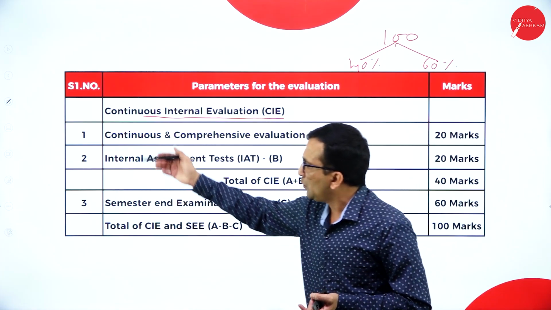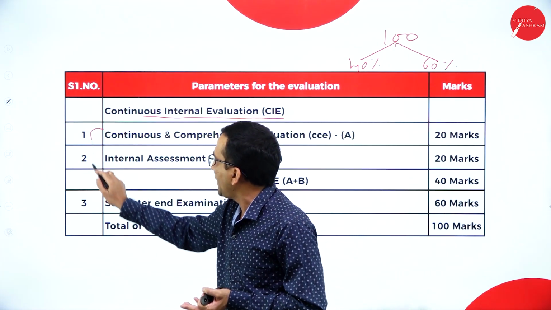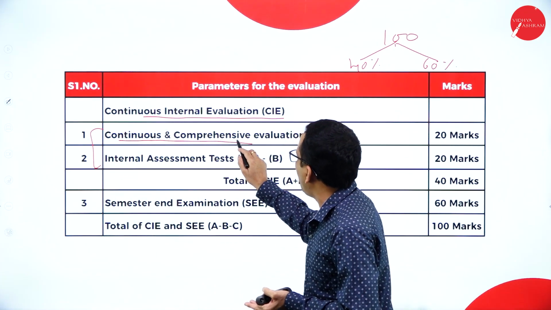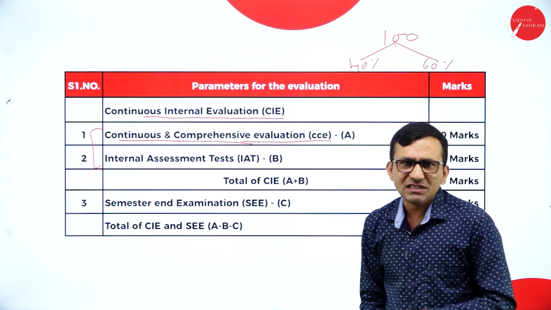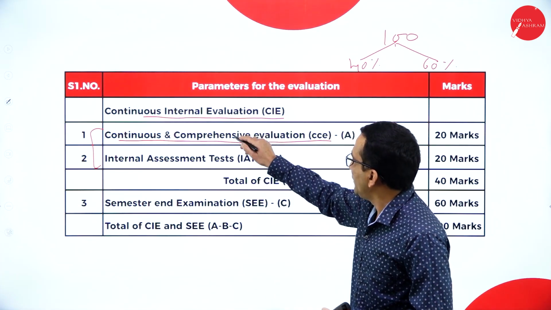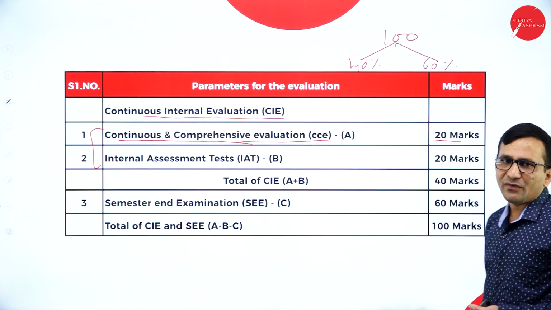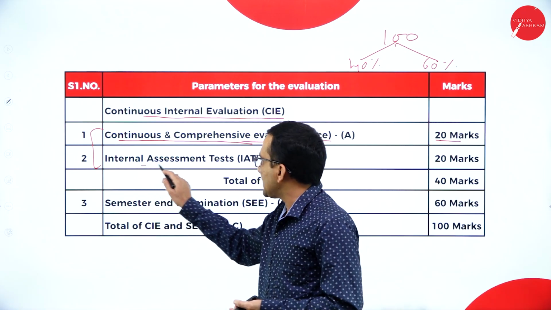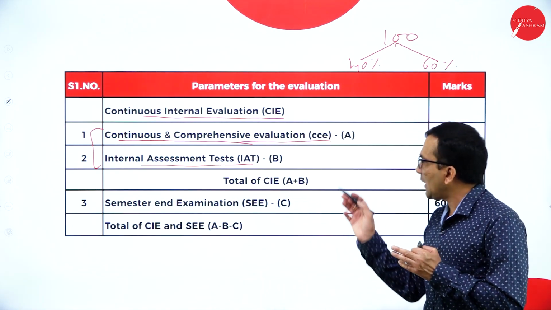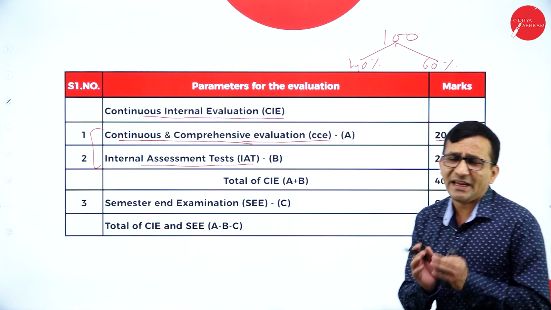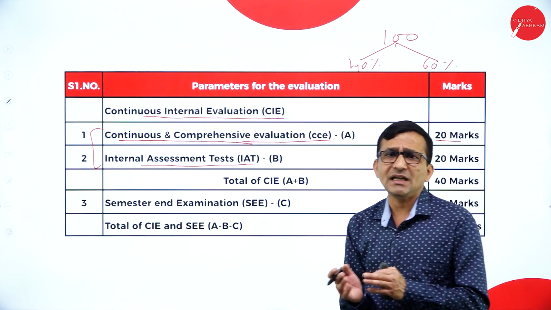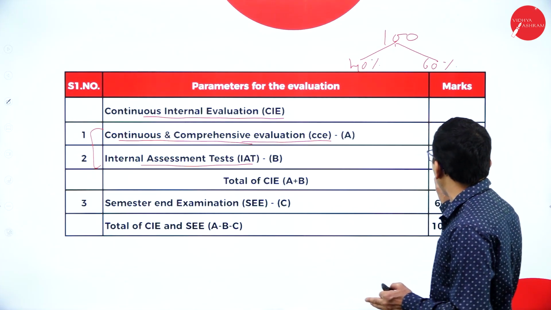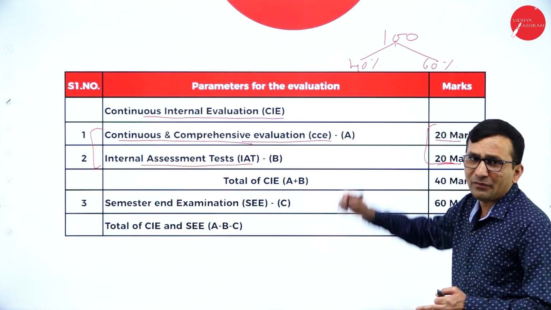There are two major components we have identified here. One is continuous and comprehensive evaluation, something like assignment, group discussion, skill development, for which the mark is assigned as 20. And for the internal assessment test, there are two internal assessments, and each internal test will be 30 marks. 30 plus 30, 60, which is scaled down to 20 marks. So now we are getting 40 from the internal.